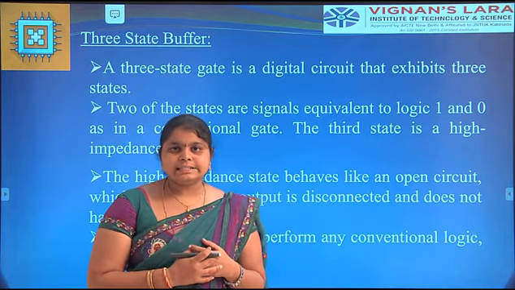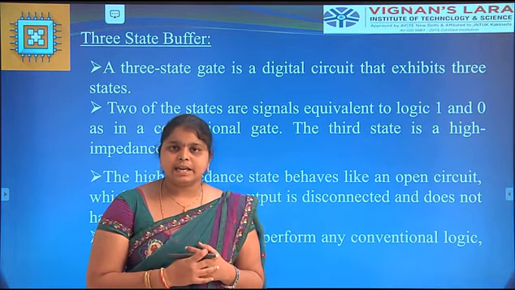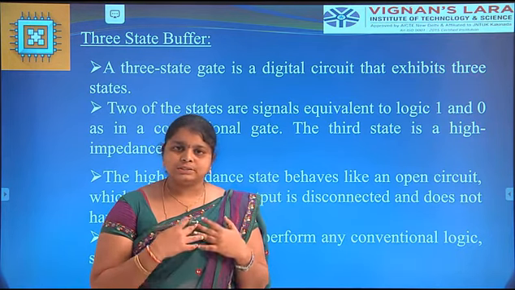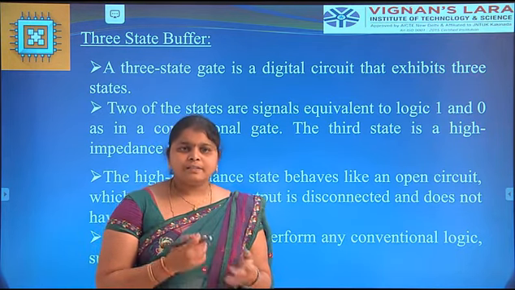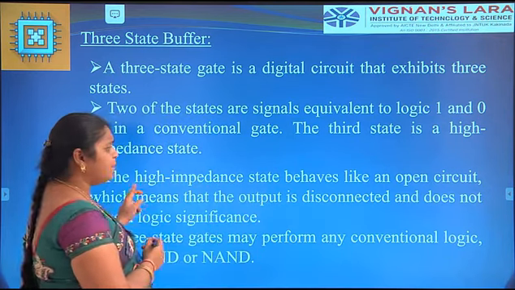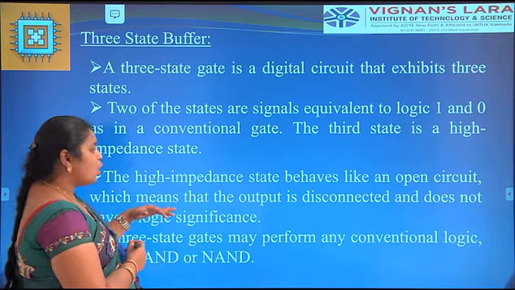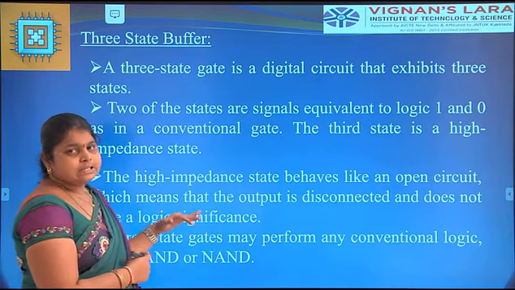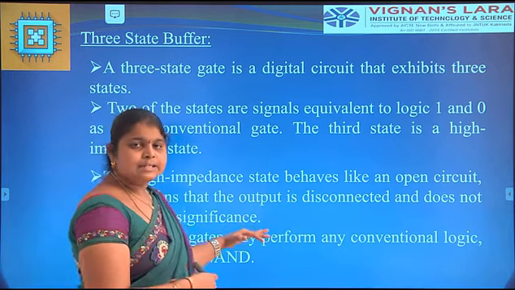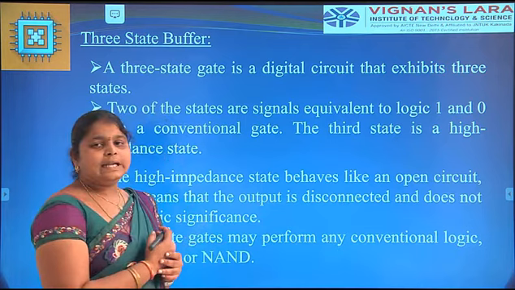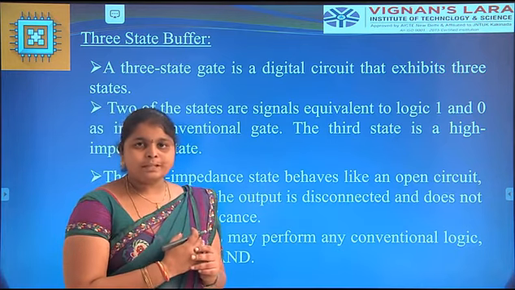A three-state buffer is a digital circuit. It consists of three states, 0, 1 and high impedance. High impedance means there is no change in the output. High impedance behaves like an open circuit, which means the output is disconnected and does not have any logic significance. Logic significance means no output representation is shown in the high impedance state. It is disconnected like an open circuit.